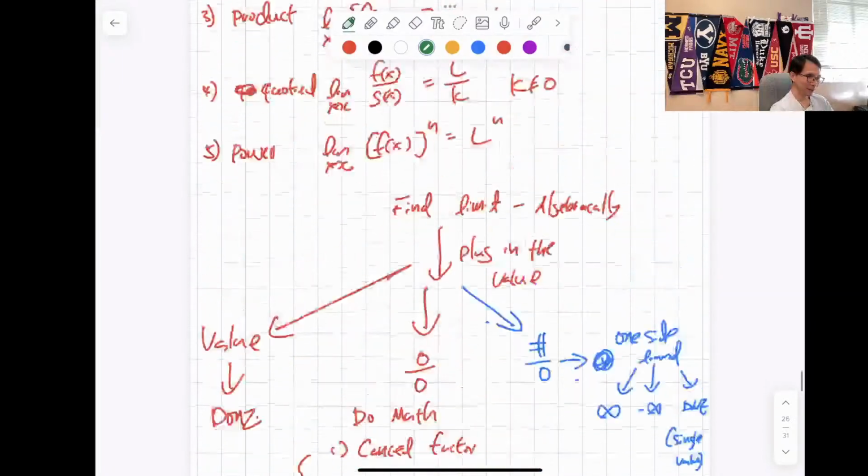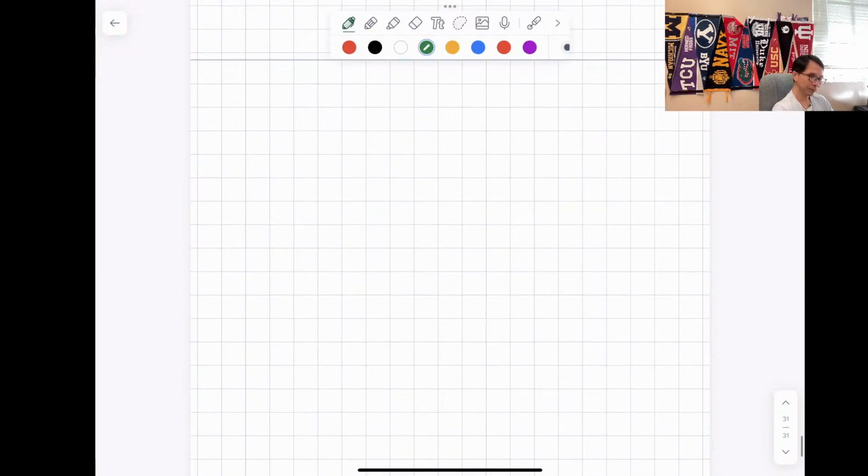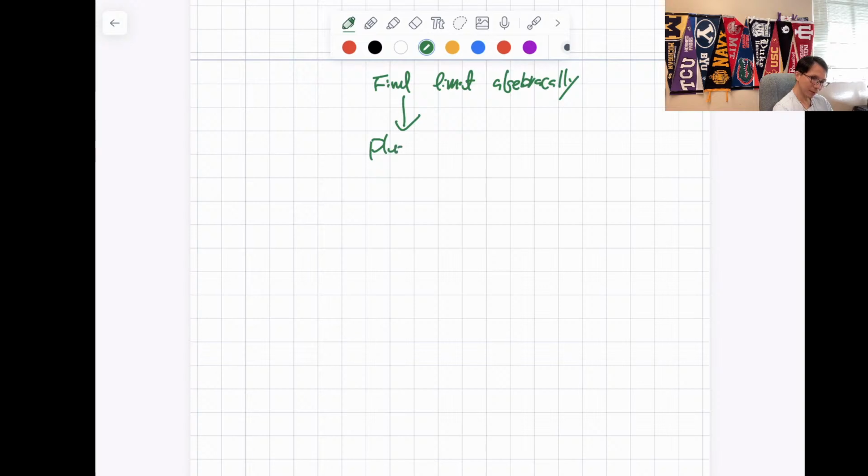Okay. So now we're going to talk about finding limits algebraically. So the first thing about limits, always plug in the values. Plug in what value? X approaching 2, then just plug in 2.